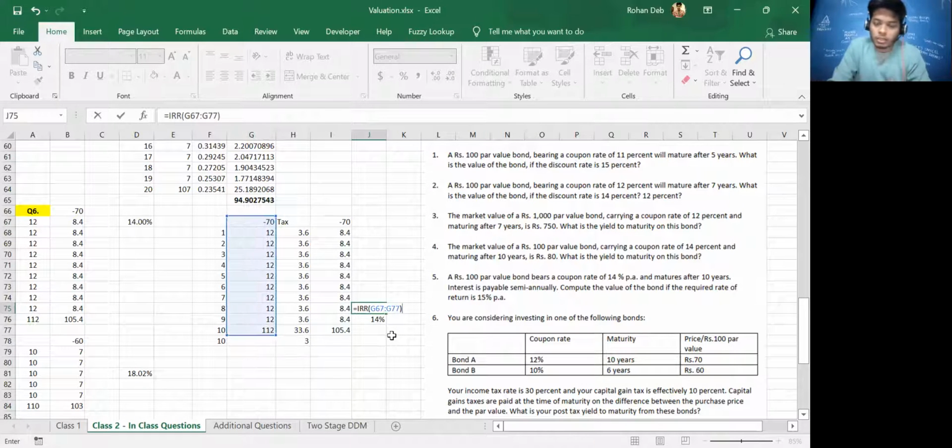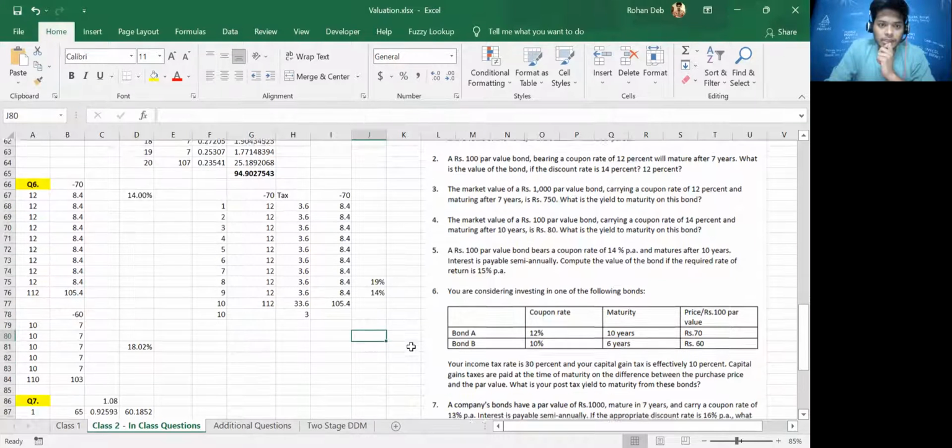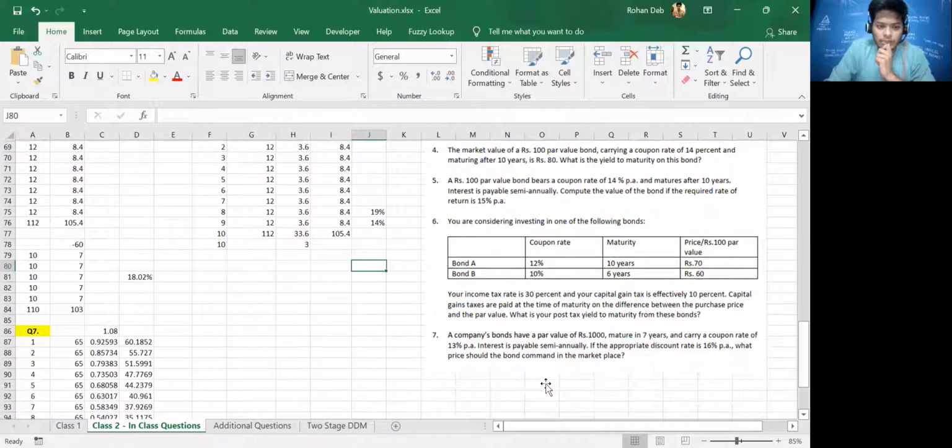Always make sure your investment is in negative. That way, the IRR will come. So see, post-tax it's 14% and pre-tax it's 19%, right? So there you can see the difference because of the taxation, right? That's done.